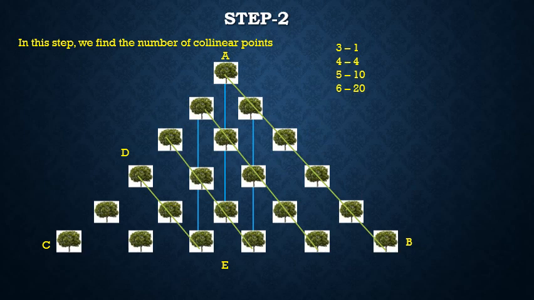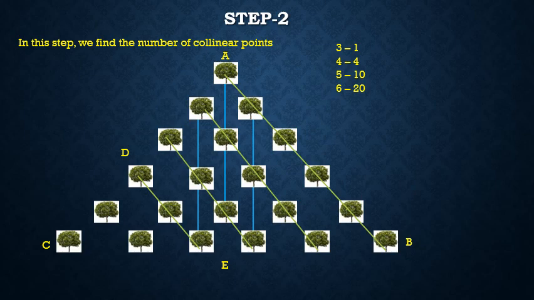So, we can conclude that in a line that has 3 points, we have one way in which collinear points can be formed. In a line that has 4 points, 4 ways. In a line that has 5 points, 10 ways. And in a line that has 6 points, 20 ways. So 1 plus 4 plus 10 plus 20 is 35, and that is for one side of a triangle. A triangle has 3 sides, so we multiply 35 with 3 to get 105.